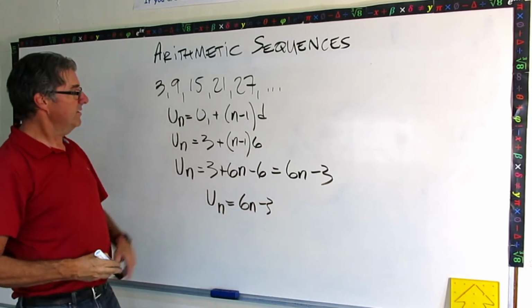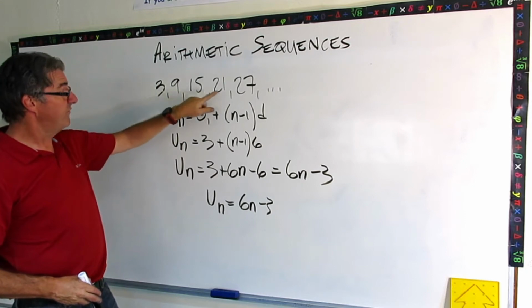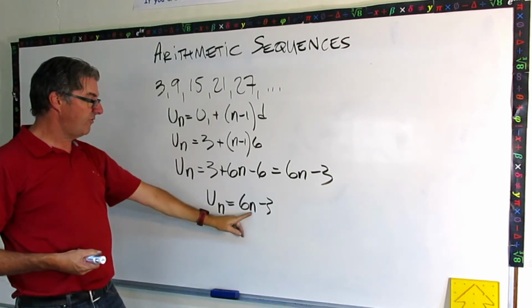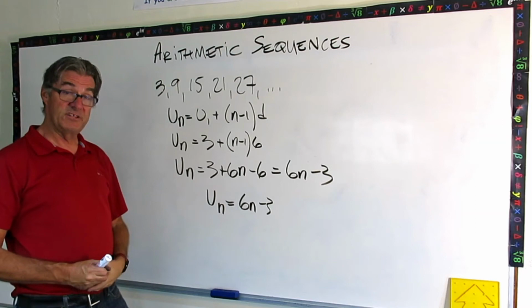Let's test it. I'm going to pick 21. That's the 1, 2, 3, fourth term. So 6 times 4 is 24, minus 3 is 21. So yeah, it does work.